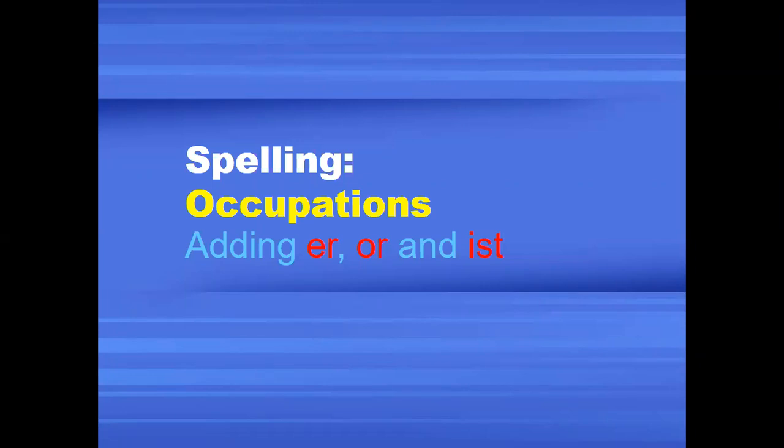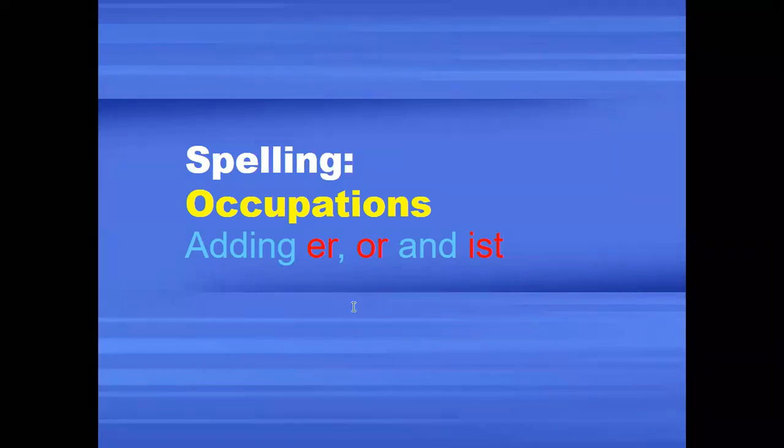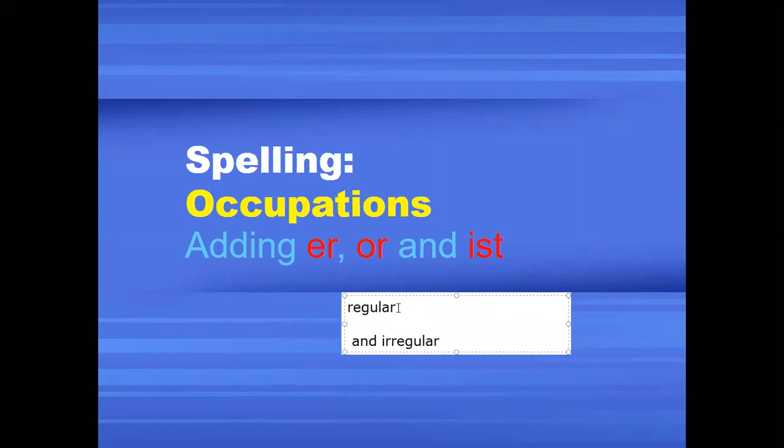The main topic of this specific explanation is going to be about occupations. So let's analyze how interesting this topic is. When we refer to occupations in English, it's funny because it's like verbs, because we have regular and irregular occupations.